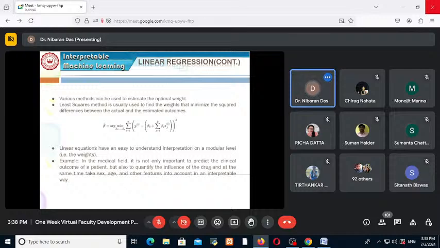So for this, what would be the objective here? The optimum beta hat is the argmin, because our objective is that the difference between the target class and the predicted class becomes low. So the objective would be the optimization function, that is argmin over beta 0 to beta p. The least squares method is usually used to find the weights that minimize the squared difference between the actual and estimated outcome, as you notice here.